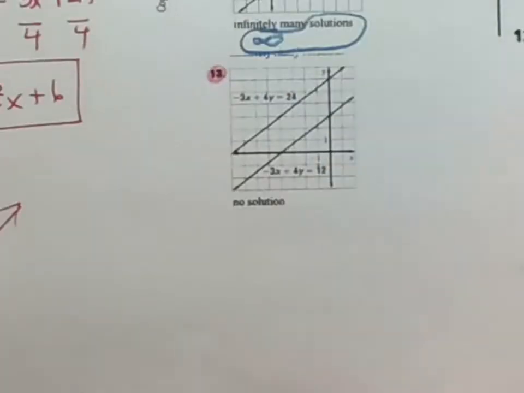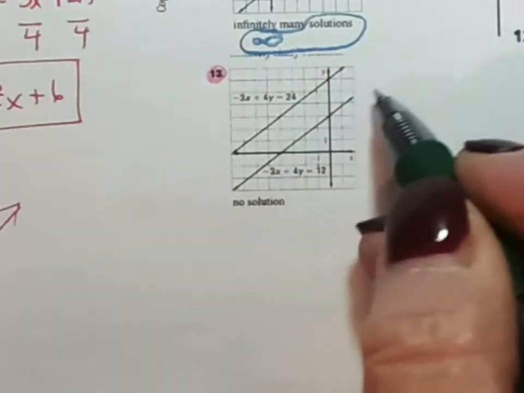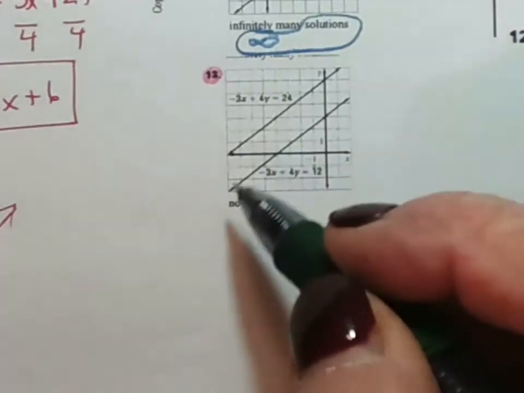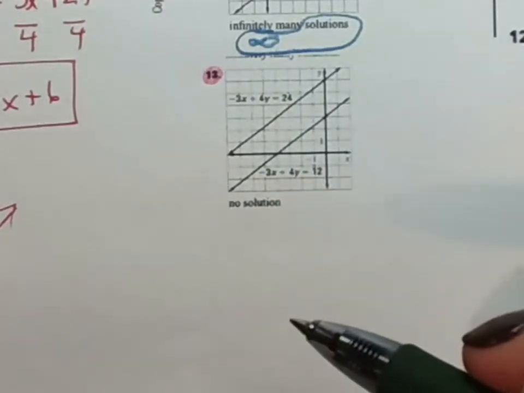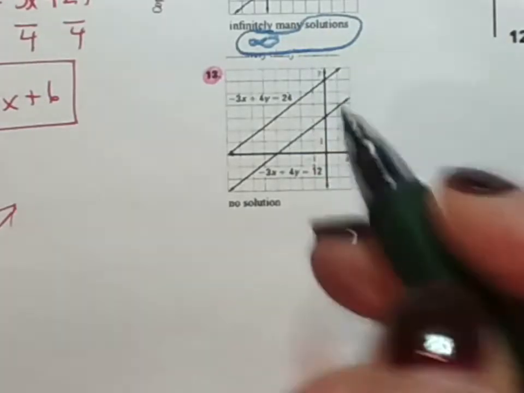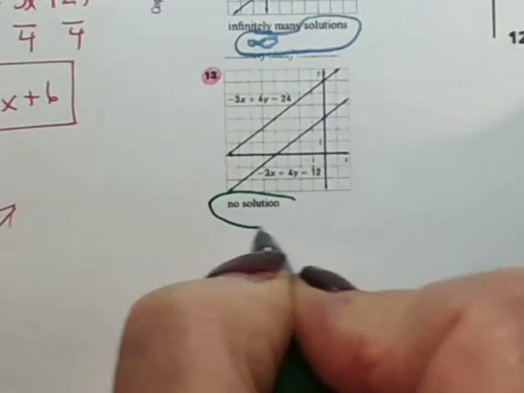For number 13, okay, your graphs should look like this. They have the same slope, different y-intercepts, so the answer is no solution.